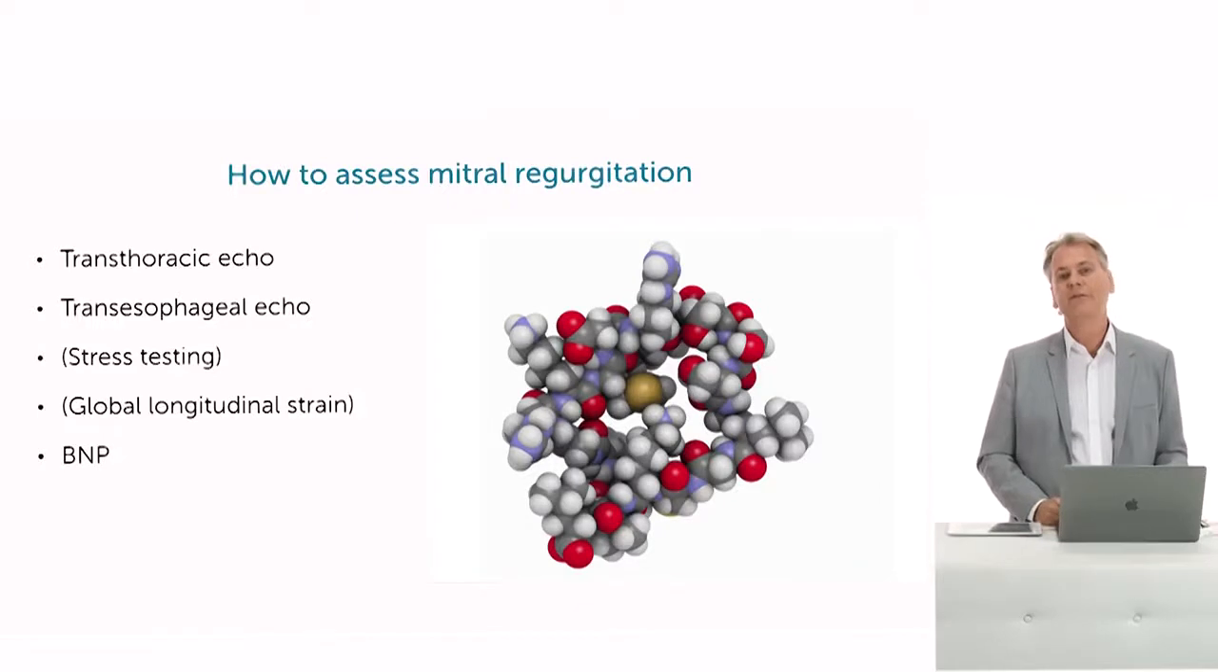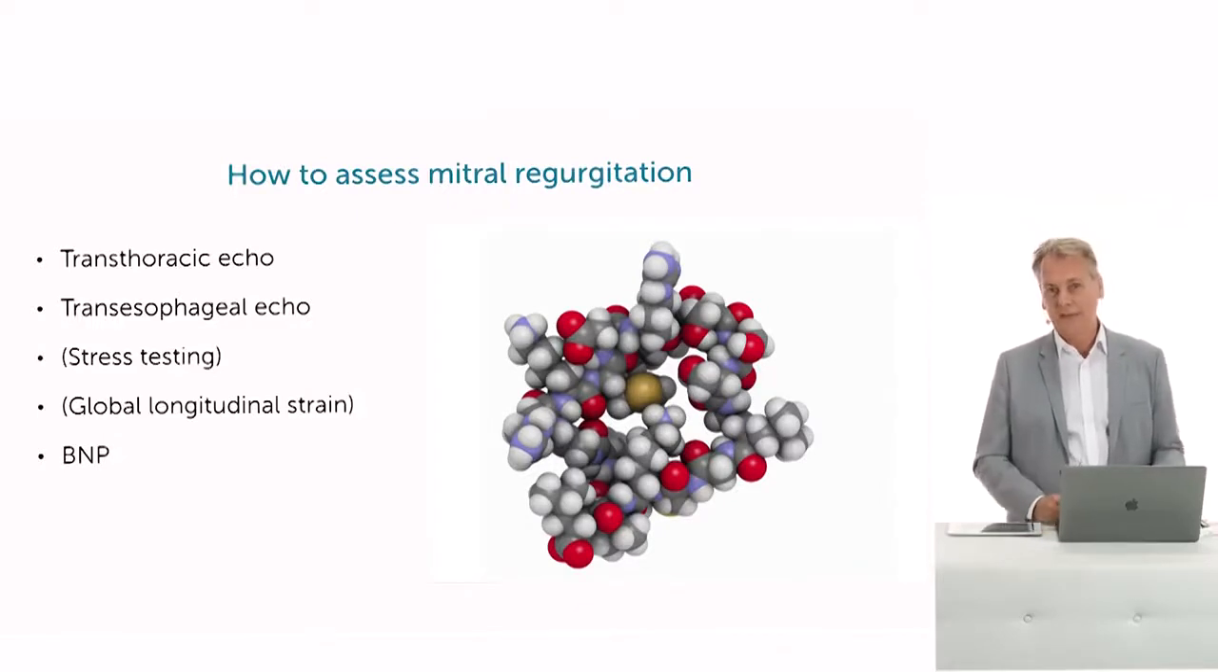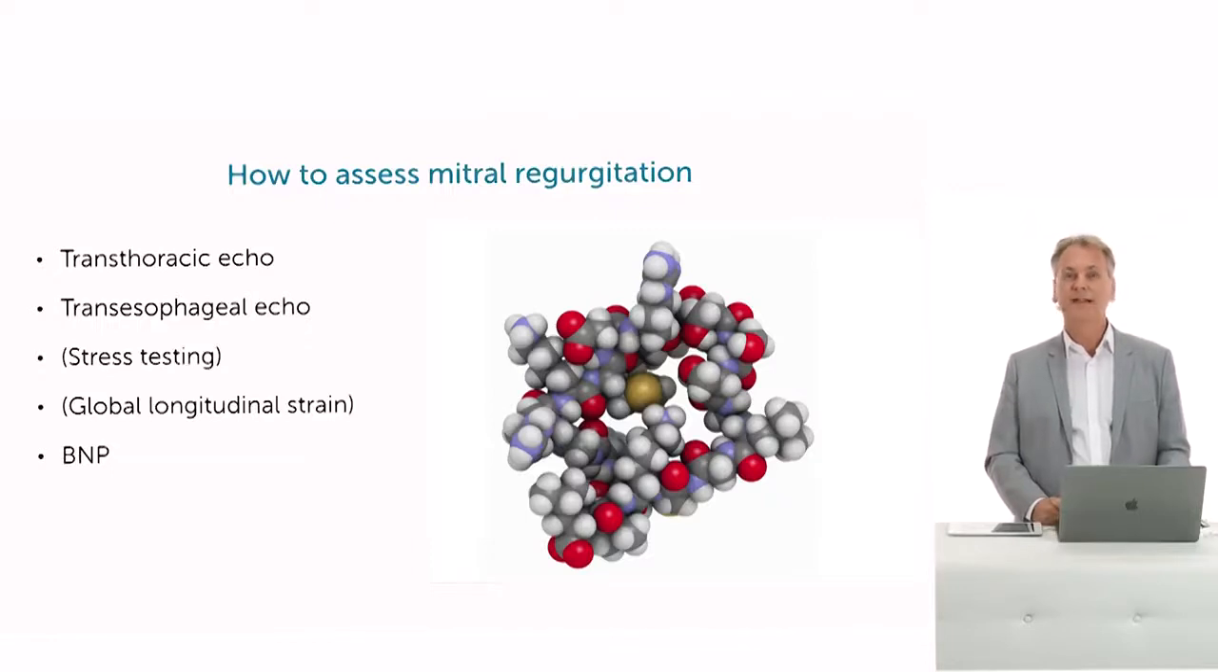And finally, we have a parameter that is not an echo parameter. The neurohormone BNP is a very important one to follow up patients because we know it predicts symptoms and it is an important prognostic factor. So yes, I believe BNP should also be used in many of the patients we have with chronic mitral regurgitation.